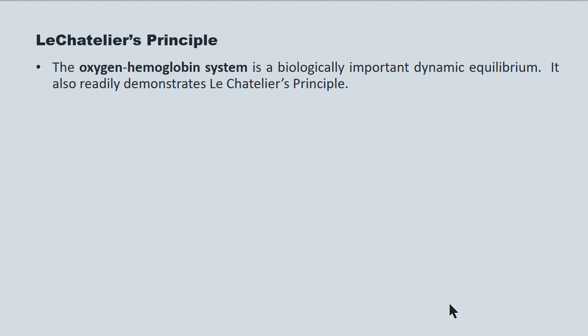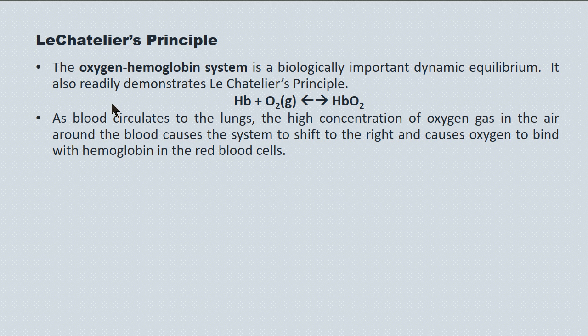The oxygen hemoglobin system is an interesting, biologically important dynamic equilibrium, and it also demonstrates Le Chatelier's principle. So here's the system. On the left we have hemoglobin in the blood and oxygen. On the right we have oxygen bound up to the hemoglobin, and in your body those are in equilibrium. In the lungs there's a high concentration of oxygen gas surrounding the blood. This causes the system to shift to the right, and it causes oxygen to bind up with the hemoglobin.